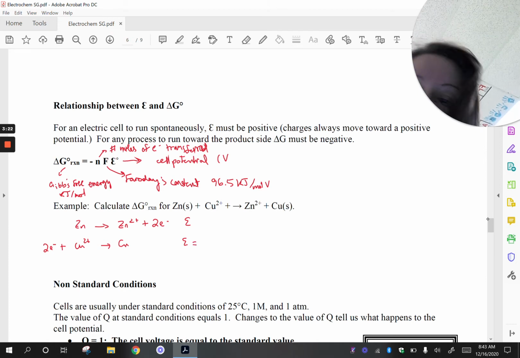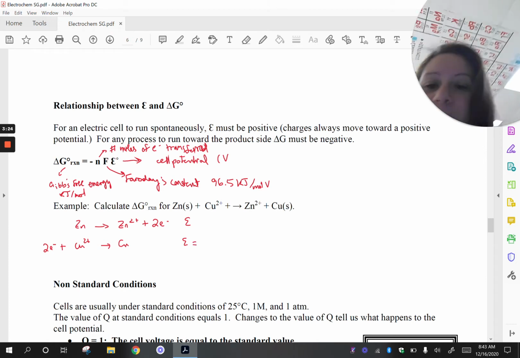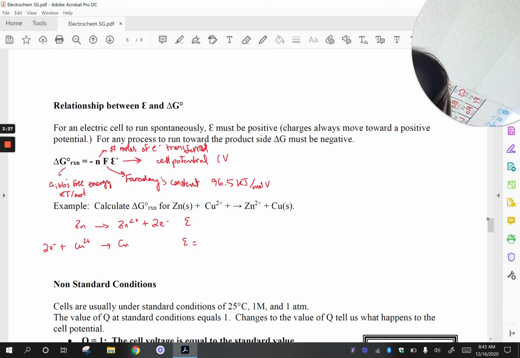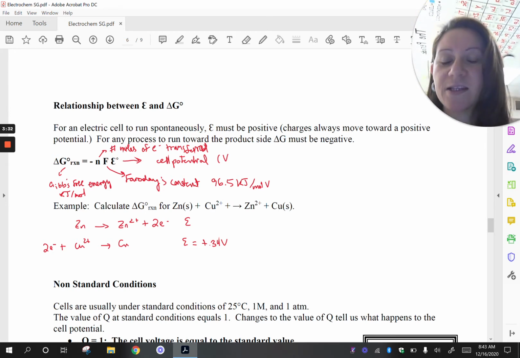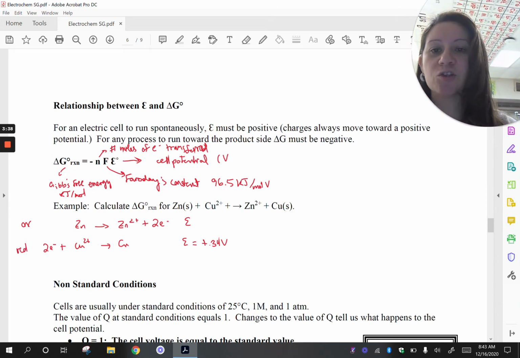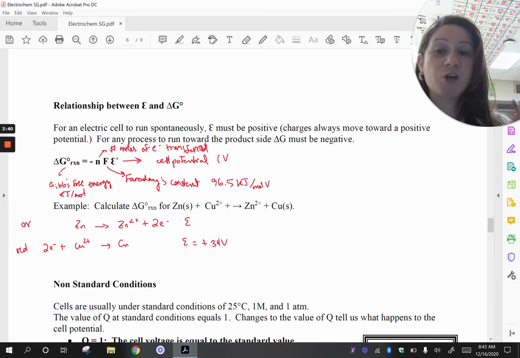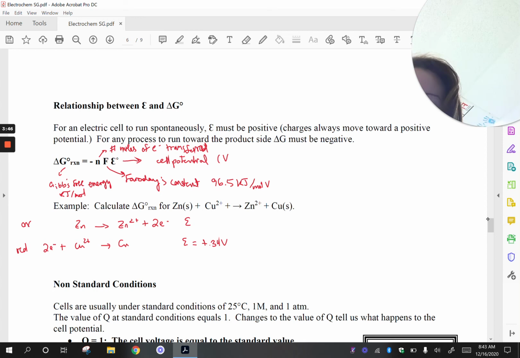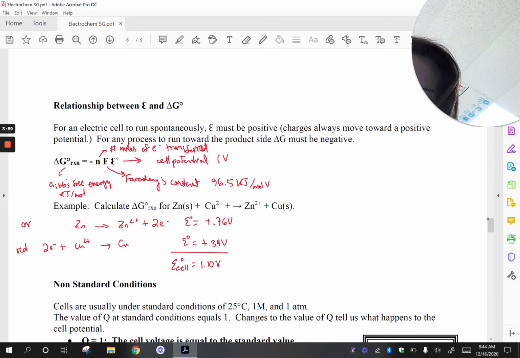I need to look up the potentials for both of these processes. I'll start with the copper one. This is a reduction, so I look it up as is from my reduction potentials, and it is positive 0.34 volts. For my zinc, this is an oxidation, and so for oxidation, I flip my reaction, so I also flip my potential. The reduction potential for zinc is negative 0.76. The oxidation potential would be positive 0.76 volts. And so the cell potential total is going to be 1.10 volts. And of course, this is at standard conditions.